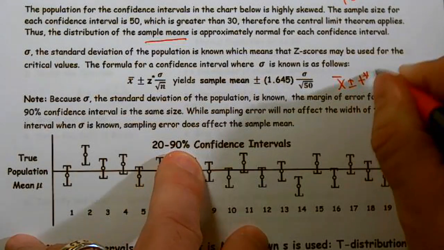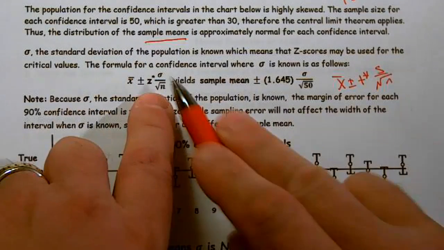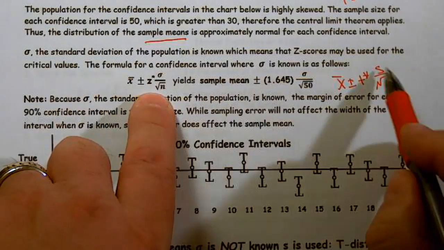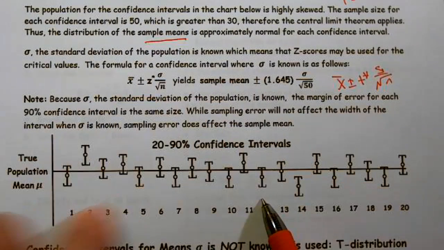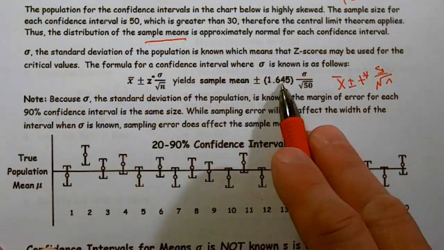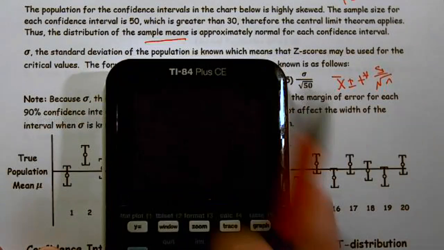T star S divided by the square root of N. Once again, we rarely know the standard deviation of the population, so we have to use the standard deviation of the sample. But for this example, I'm going to use the Z. So I'm going to calculate a Z star, and basically I'm calculating a 90% Z star.